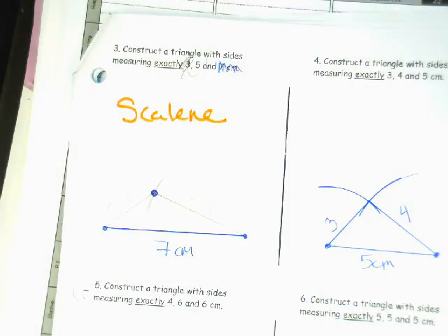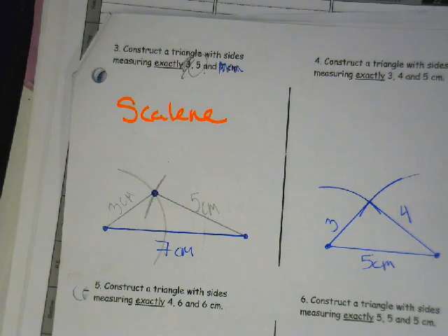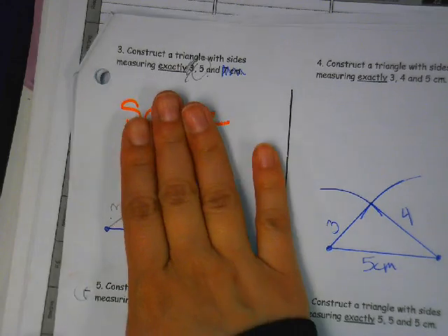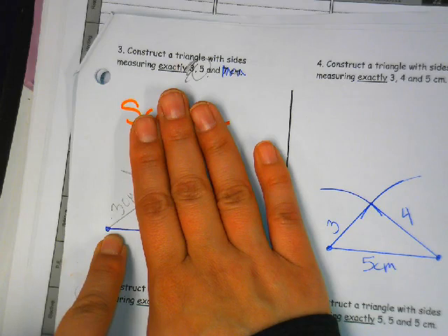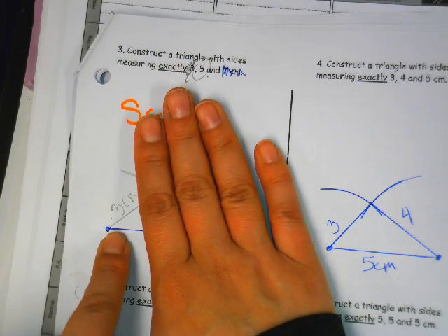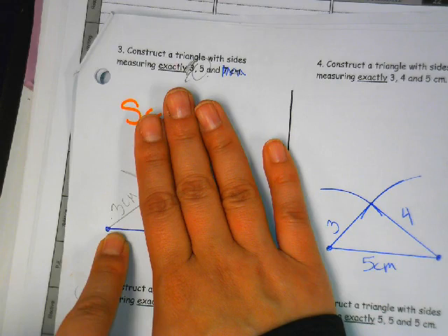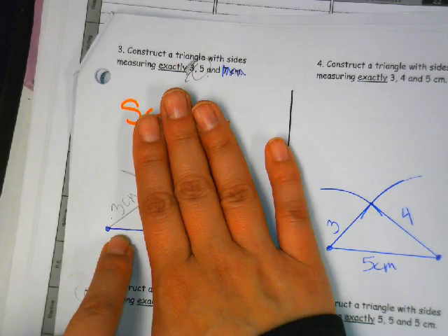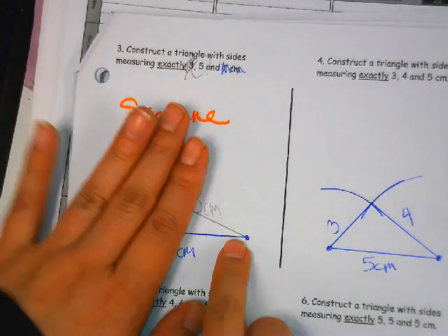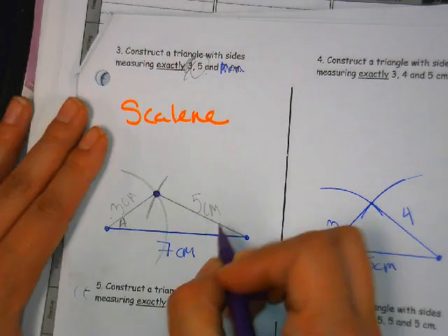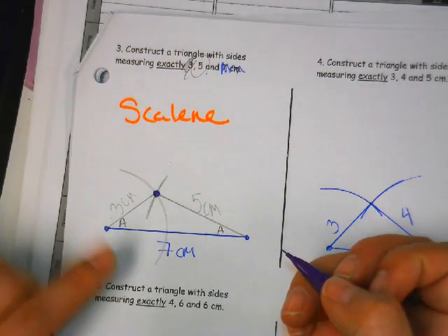Okay. That's the sides. Now let's look at the angles. What kind of angle is that? Acute, obtuse, or right? That one is obtuse, so it's more than 90 degrees. This one is less than 90, so it's acute. What about this one over here? Acute. So I put little A's to signify that they're acute.